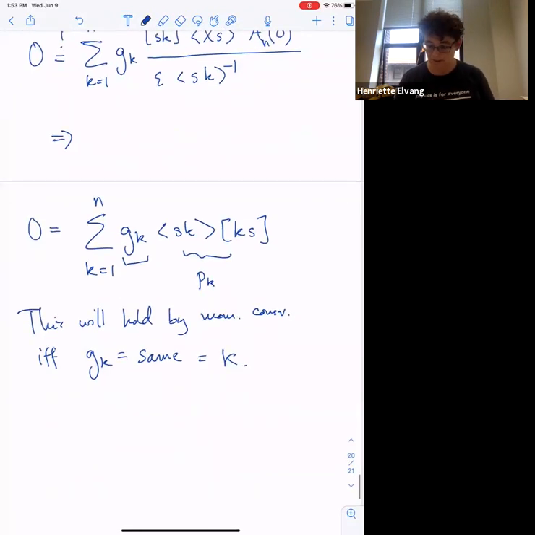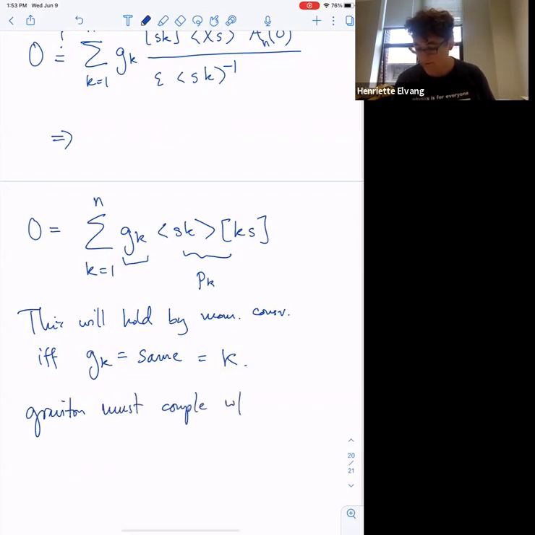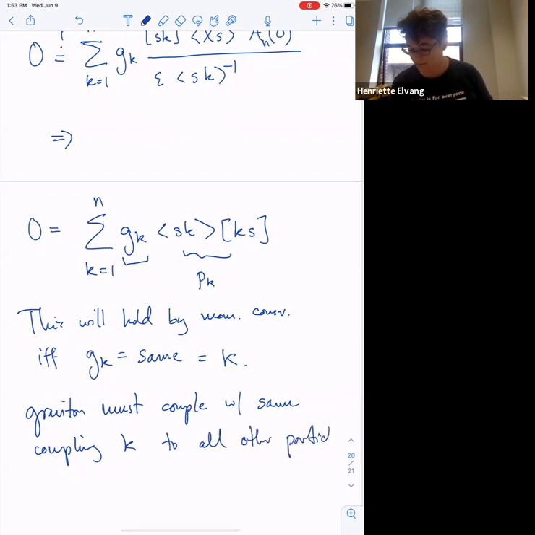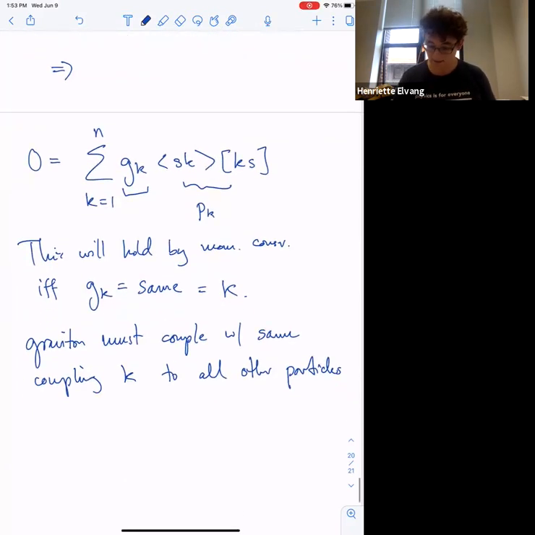So the physical statement here is that the graviton must couple with the same coupling kappa to all other particles, in particular here, all other massless particles. And that is the amplitudes version of saying the equivalence principle, that no matter what an object is made of, it will drop the same in a gravitational field. So that is the equivalence principle that comes up.